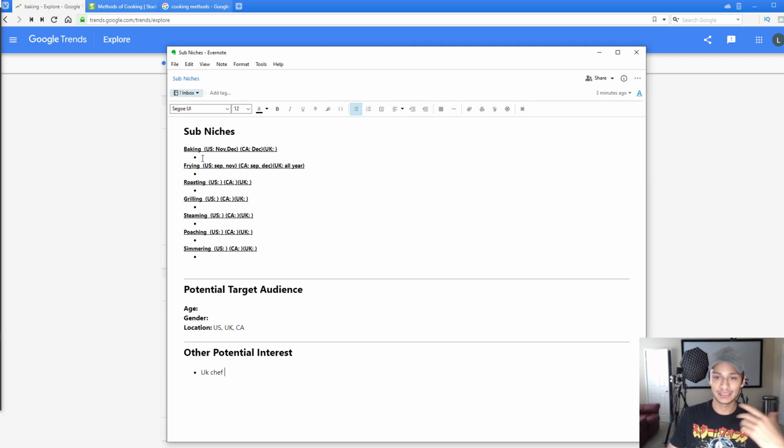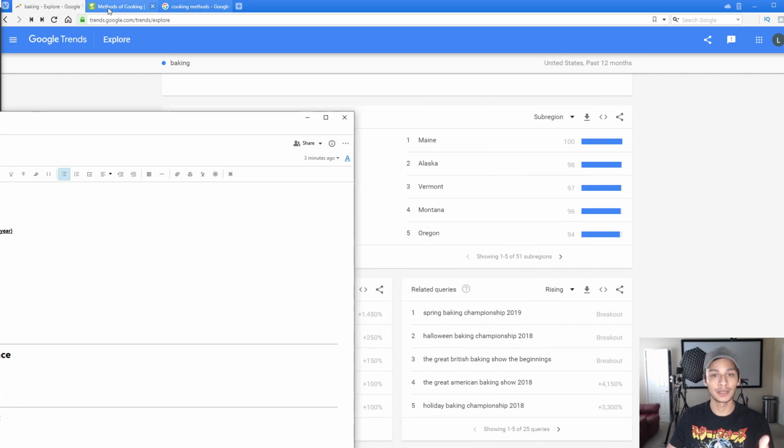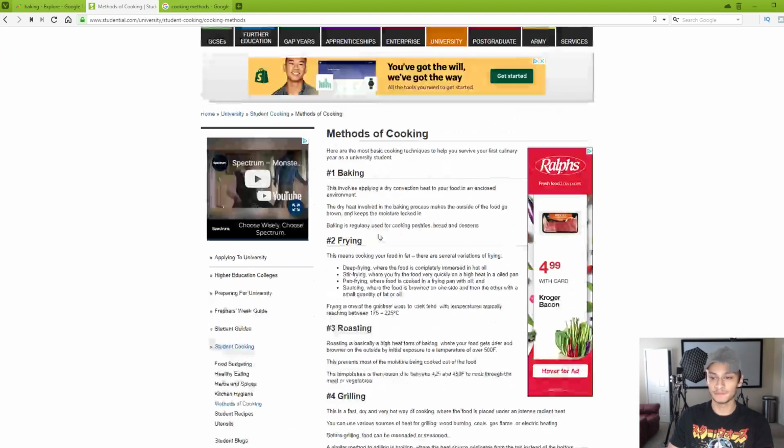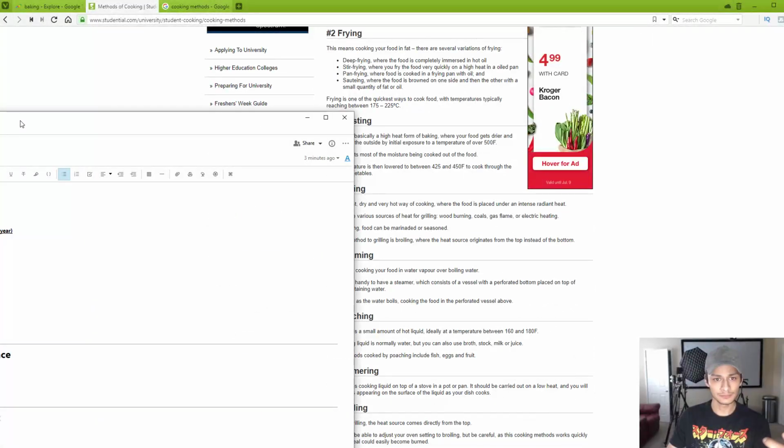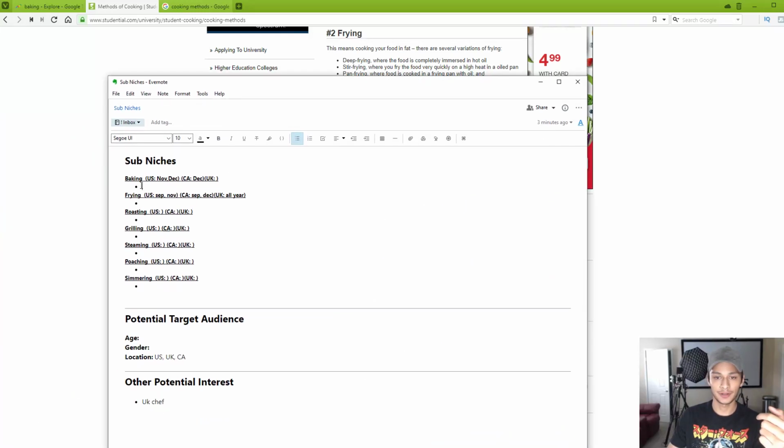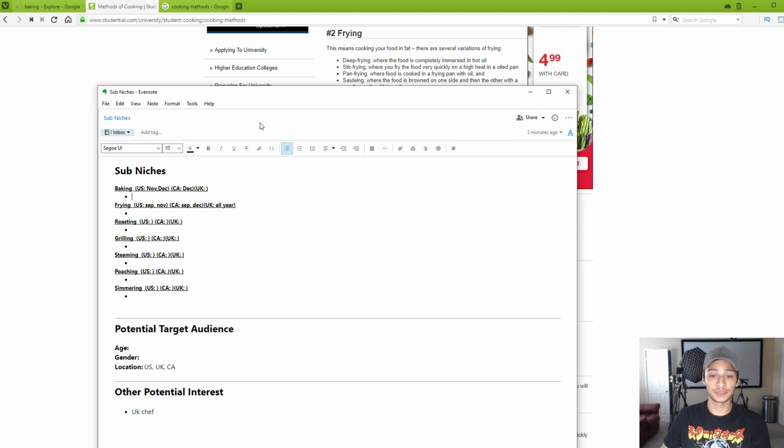The first thing is here, I just have the sub niches. I have a list of all the niches that we're going to be focusing on or that I'm going to be doing research on. And on here, this is where I got the niches from. Then right here, this is where all the interests are going to go. So as I'm doing my product research, I'm going to be looking for what other people are interested in that are also interested in baking or frying, roasting, and so on. So that's what we're going to do there.